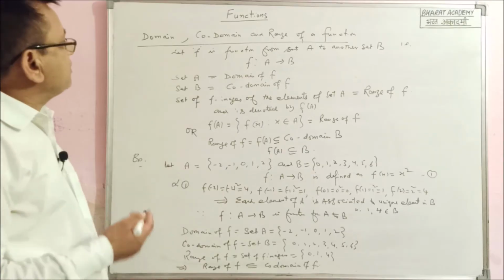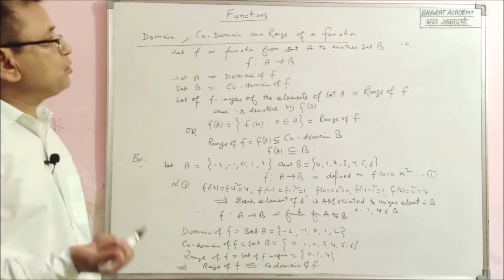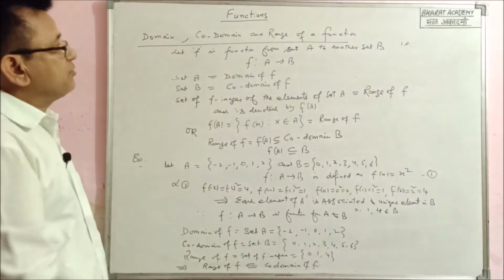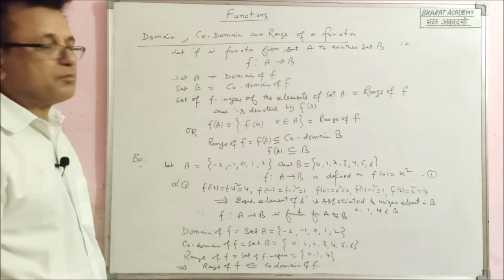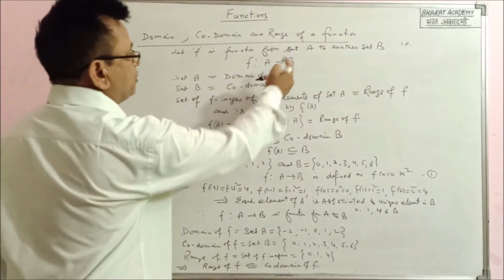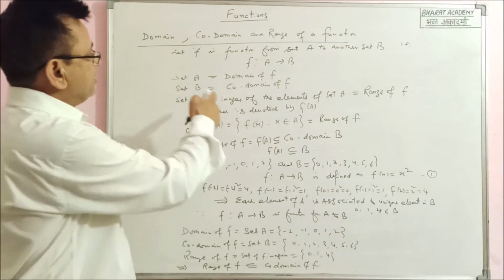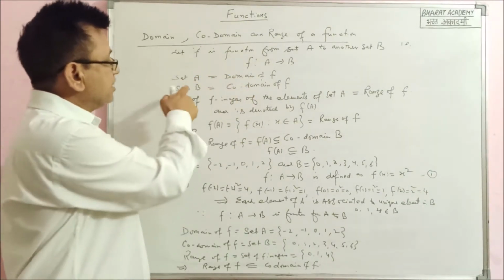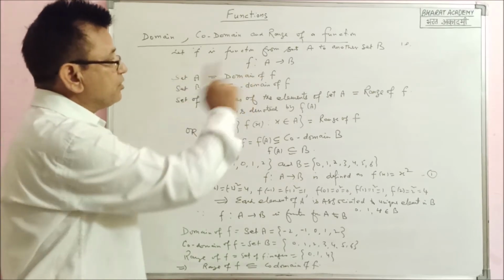Here students, we shall define what is domain, what is codomain, what is range of a function. Let f be a function from set A to another set B. f is a mapping from A to B. Then the set A is called the domain of the function f. Set B is called the codomain of f.